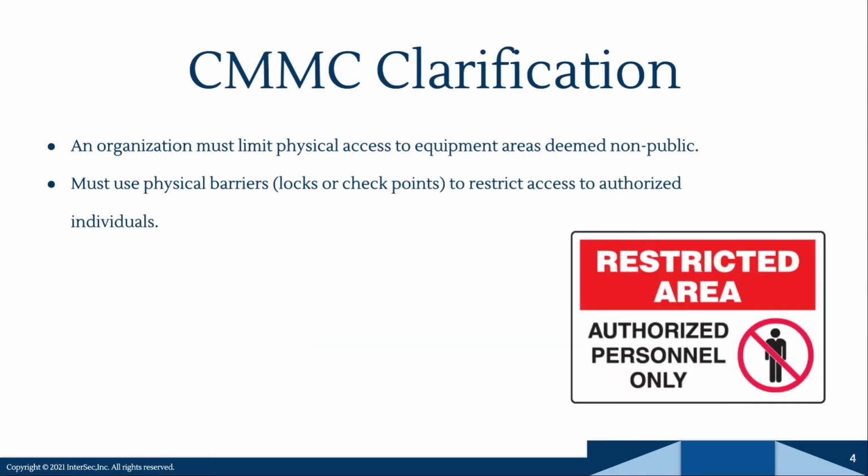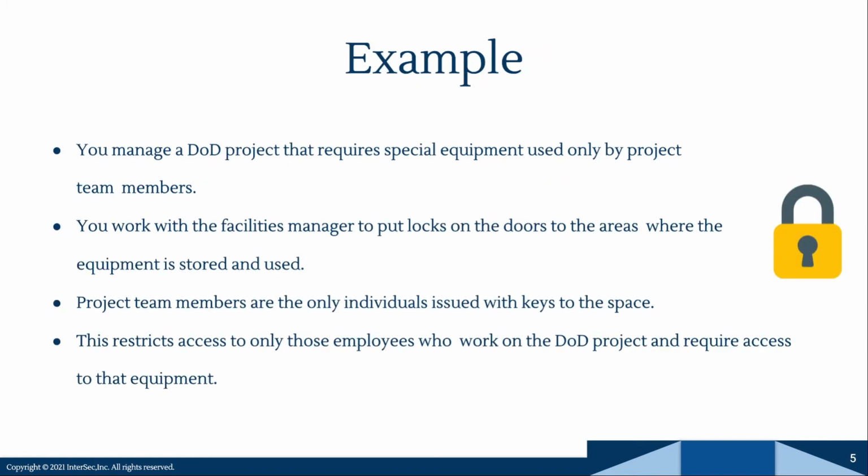Switching gears to the CMMC side of things, an organization needs to limit physical access to equipment areas deemed non-public. That means you have to establish what is public and what is non-public so you can limit that physical access. To limit that physical access, you must use physical barriers such as locks or checkpoints to restrict access only to authorized individuals. Now that we've discussed what the definitions are for physical protection and the first practice, let's go over an example to see it in action.